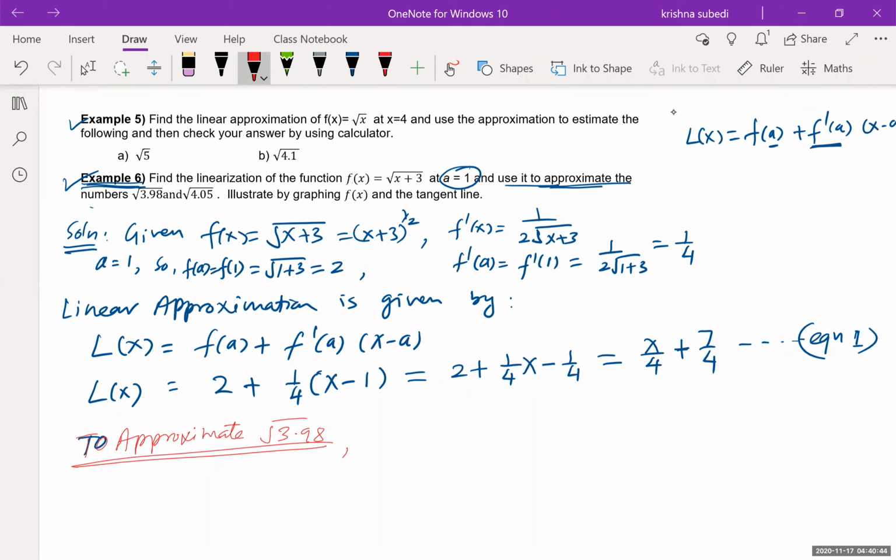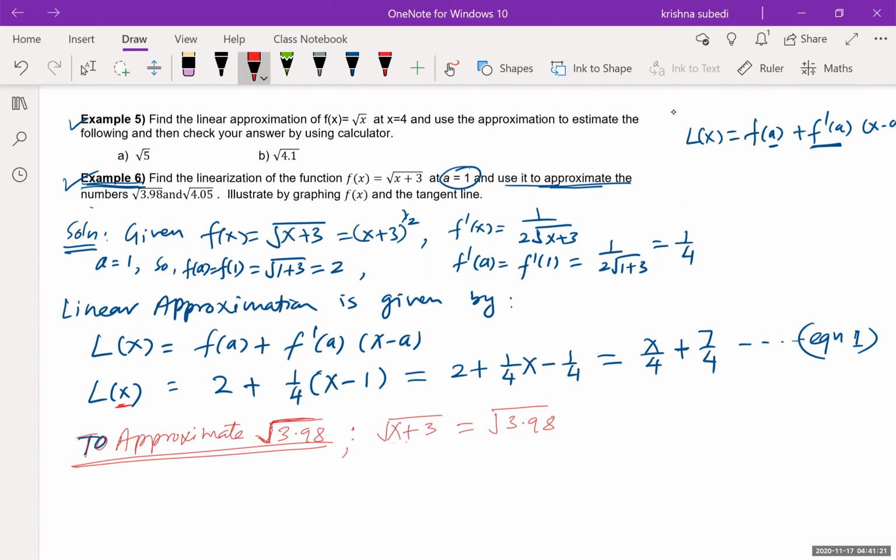So first of all, our function is square root of x plus 3, and we want square root of 3.98. That is the given function. Now we want to compare that function with whatever we want to approximate, so that we can find the value of x. Remember, to find the approximate value, you need to know the value of x here. If you substitute that value, you will be able to find the required answer. So we need to find the value of x.